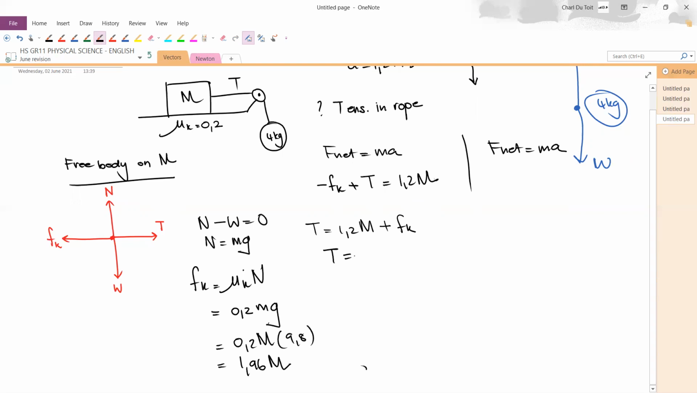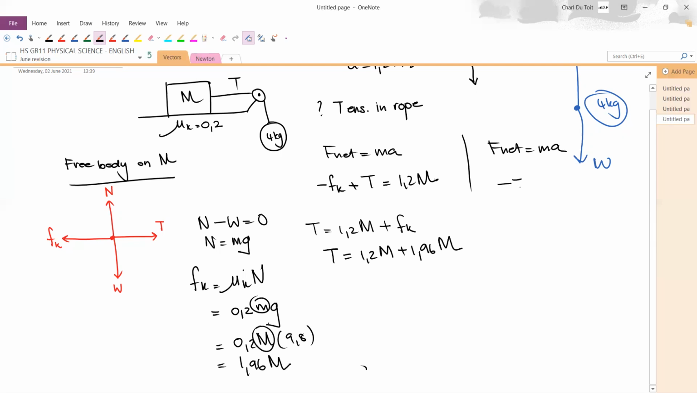Yes. Tension in the rope is 1.2 big M plus 1.96. Isn't it 1.96 altogether? No, there's an M there. Oh yes, you don't have the mass. So 1.2 M plus 1.96 M, right? Yeah. Then we're going to calculate for the second block, which is negative tension plus weight.